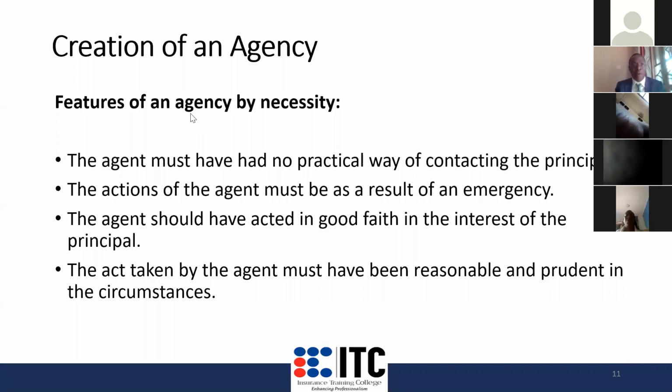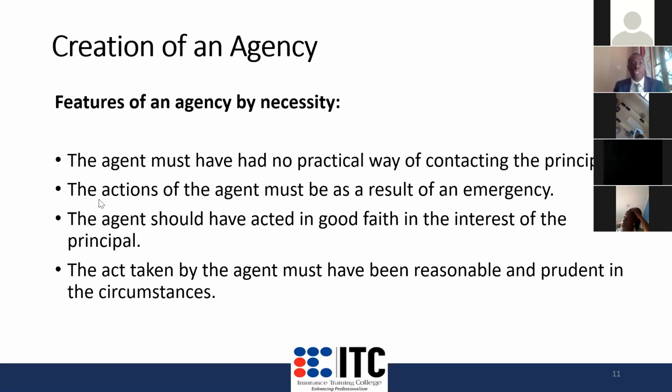So this has some features, and two of them we've already mentioned. In this transaction or in this relationship, you have to have no ways to contact the principal. But in this era, how can this happen? Because we have so many ways to communicate. We have WhatsApp, we have Facebook, we have messages. Yes, there are so many ways you can reach out to the principal. But for this to happen, there must be no practical ways to reach out to the principal.